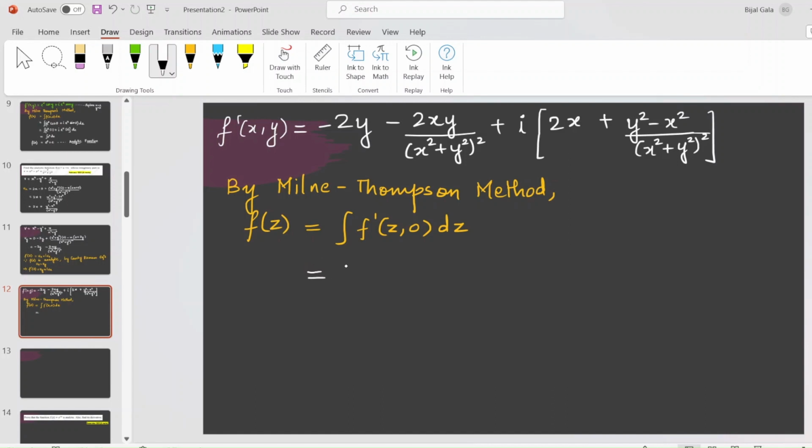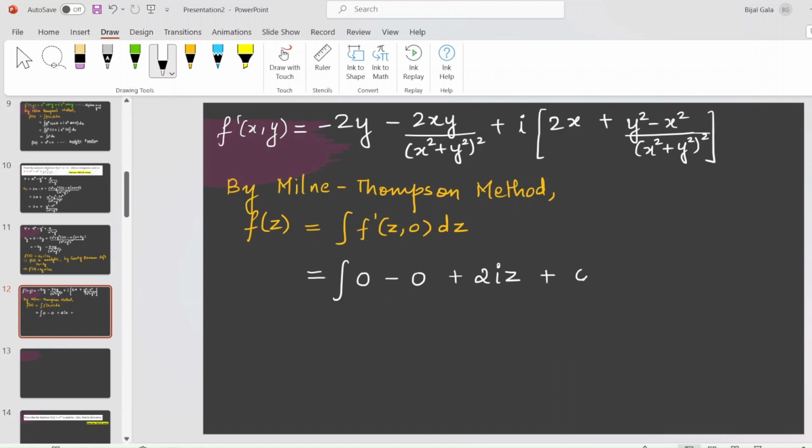So let's substitute the values. You are expected to replace x with z and y with 0. So the first term is 0 because of the y there. The second term is also 0 because of the y present there. The third term becomes 2iz. Whichever term is multiplied by y will become 0.